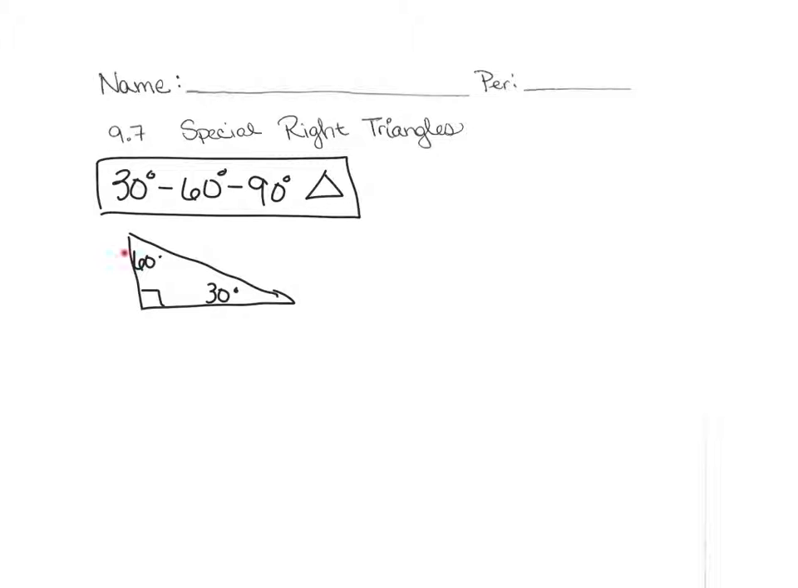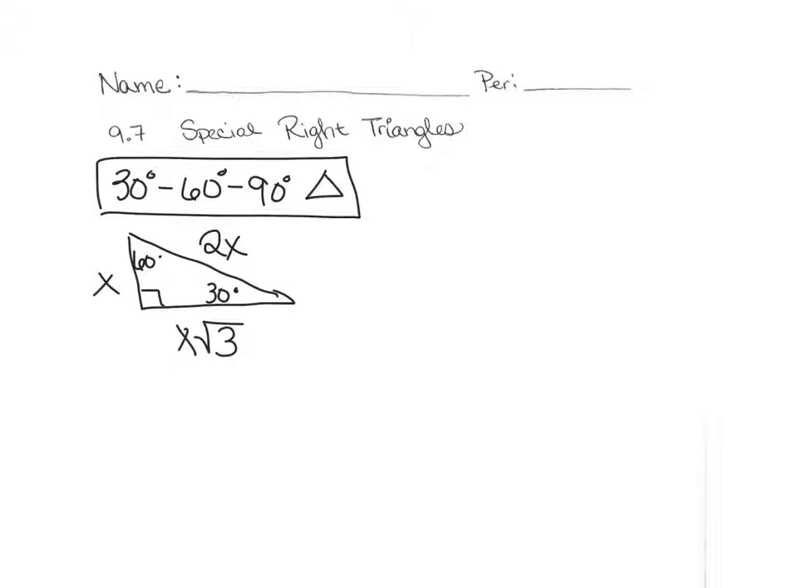If the side across from the 30-degree angle is x, then we can say that the side across from the 60-degree angle would be x times root 3. So whatever this side is, you multiply it by root 3, and that would be that measurement. The hypotenuse, if this is x, the hypotenuse would be twice that amount. So it would be 2x.